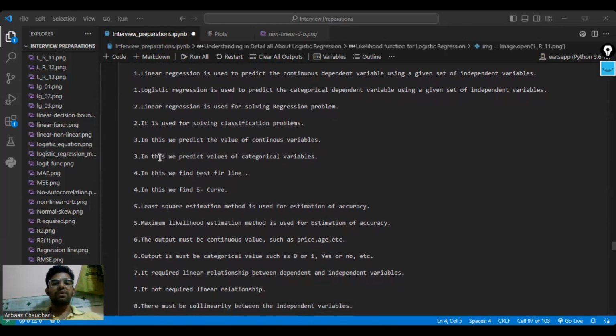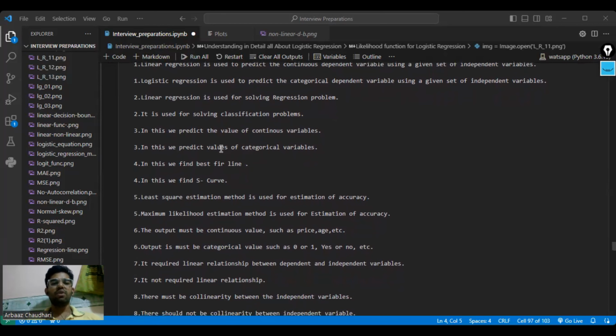Next will be the category. In logistic regression, we are predicting the values of a categorical variable, whether the email is spam or not spam. So this comes under categorical. We are trying to predict that the variable is 0 or 1. Okay, that is what is written.